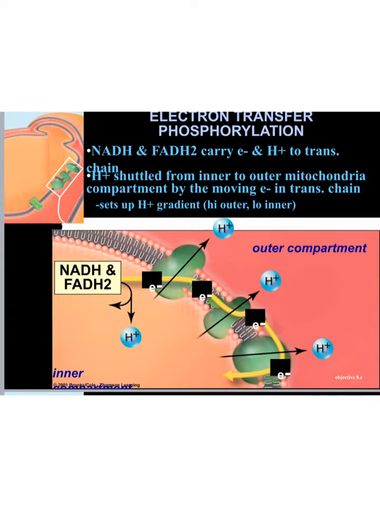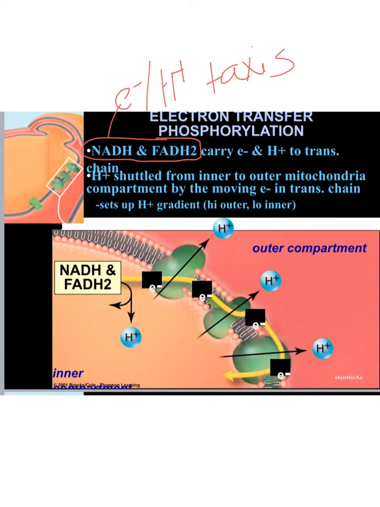Okay, so the first thing that happens is we have made all of that NADH and FADH2 from glycolysis and the citric acid cycle. So we've made all of those molecules. Those guys, their job, they are electron and hydrogen ion taxis in the cell. So their job is to deliver the electrons and the hydrogen ions to the transport chain. So here in the inner membrane of the mitochondria, these guys are bringing their electrons and their hydrogen ions and sort of dropping them off here.